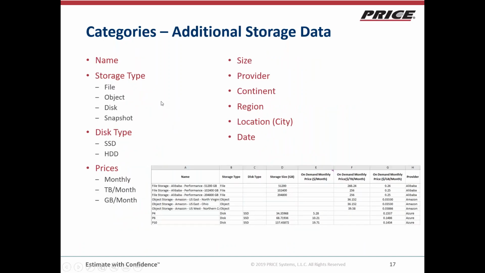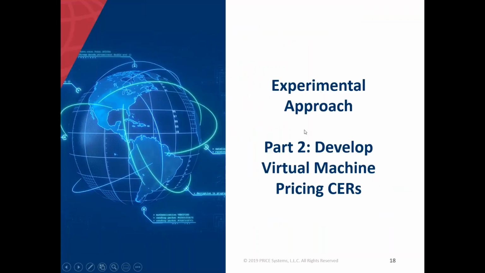Similarly, with the additional storage, we wanted the name, but the more important things were the storage type, because that's how we came up with our benchmark models. The type of disk: solid state drives, which are flash memory, versus hard disk drives, which store memory in a physical capacity on a disk. We thought those were important distinctions to make in the data. And then the prices we normalized. Sometimes they were monthly, but most of the time, I believe, it was dollars per gigabyte per month. And then again, location.